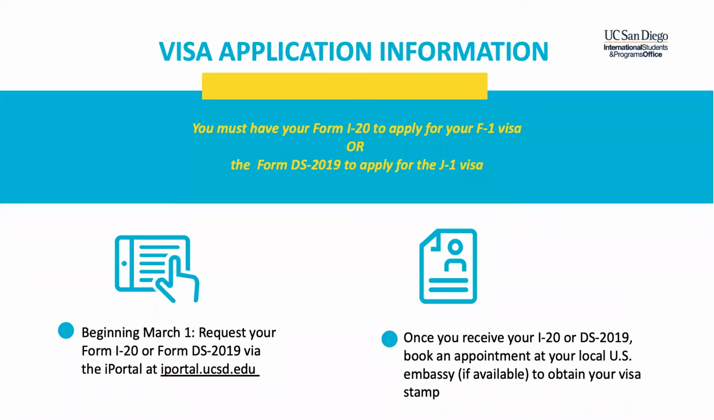To obtain your F1 or J1 visa for studies at UC San Diego, you need to request certain documentation. You must either have your SEVIS form I-20 to apply for an F1 visa, or a SEVIS form DS 2019 to apply for a J1 visa. Whether you're applying for an I-20 or a DS 2019, both can be requested using our online system called the iPortal. We began accepting applications on March 1st through the iPortal, so you're welcome to apply for your I-20 or DS 2019 now if you haven't already done so.